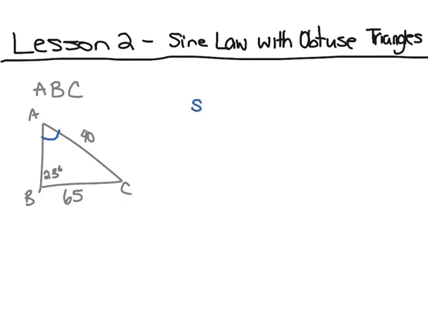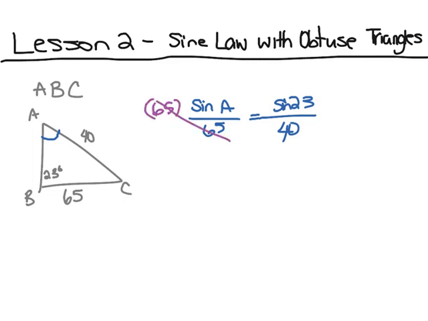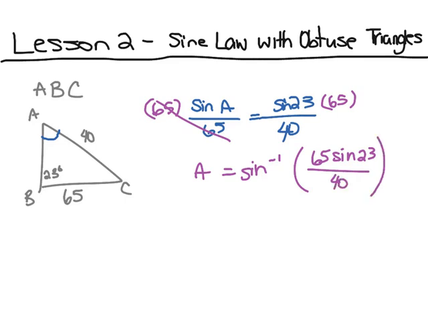So we set up our ratios. The sine of A over 65 equals the sine of 23 over 40. Now we're going to solve for A. So we're going to multiply both sides by 65. And we're going to find the angle, so we're going to do sine to the negative 1 of 65 sine 23 divided by 40. Type that into your calculator, and you should get 39 degrees.